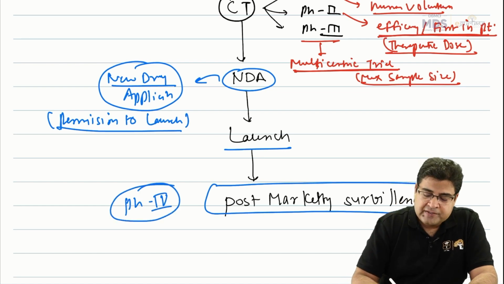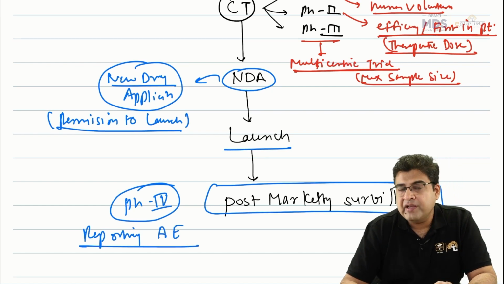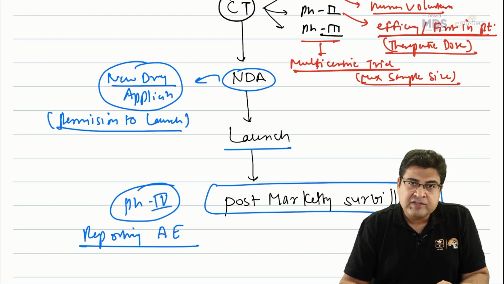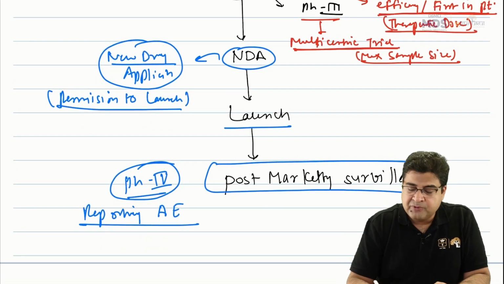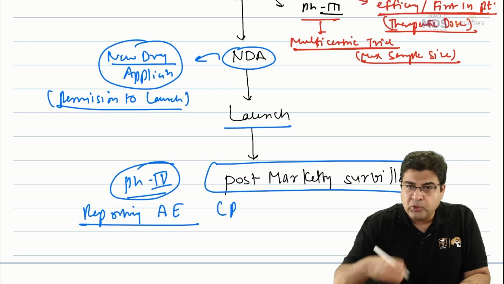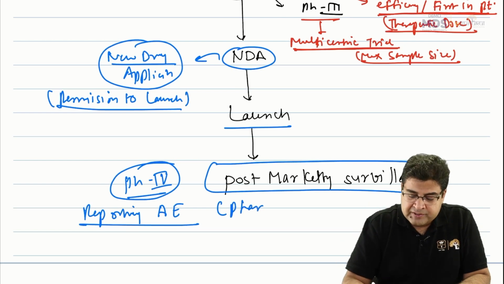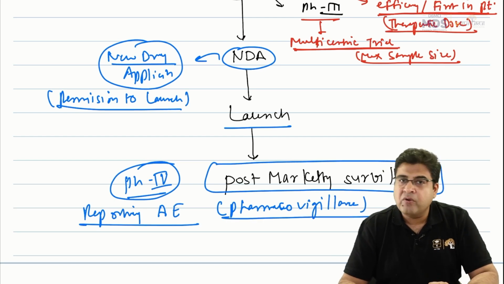In this post-marketing surveillance, anyone who is taking the drug can report any adverse effect which was not reported or noticed before. When we report the side effect to the government, that the drug is causing a problem, this activity is known as pharmacovigilance.